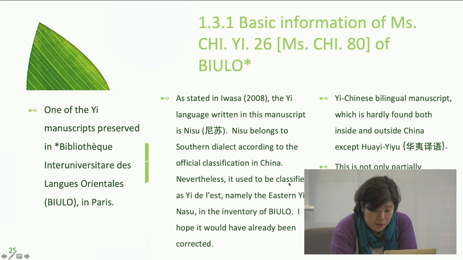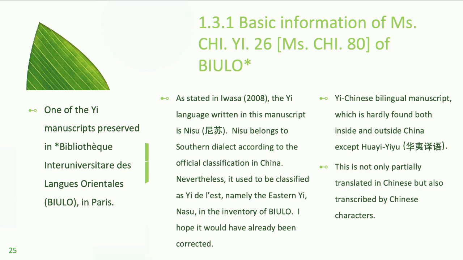I skipped the leftmost column because I have just mentioned this. Please just have a quick look by yourself. And let's go to the middle column. As stated in Iwasa 2008, the E language written in this manuscript is Nisu. Nisu belongs to the Southern dialect according to the official classification in China. Nevertheless, it used to be classified as Eastern E, Nasu, in the inventory of BIULO. I hope it would have already been corrected.